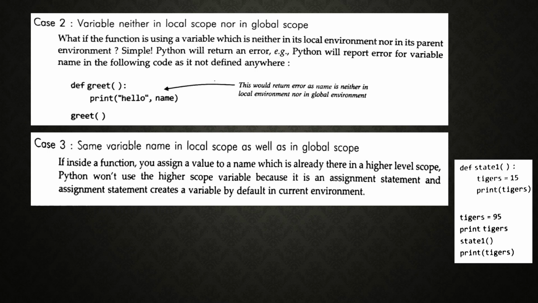Priority is given to the function itself, because we are working with that function. Whenever control is flowing through this function, it will display its local value first. So print tigers, that is 15. Next it will jump back to the original location, the function call, and print tigers, 95. So it will display 15 first, and next it will display 95. Okay, these are about case 3.